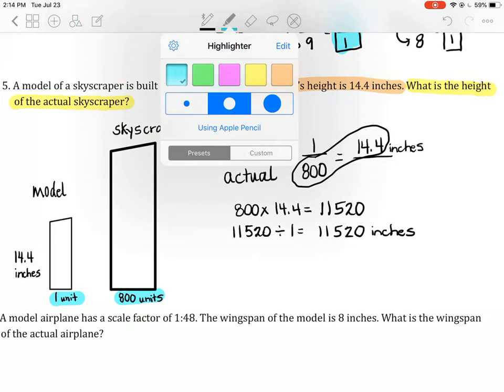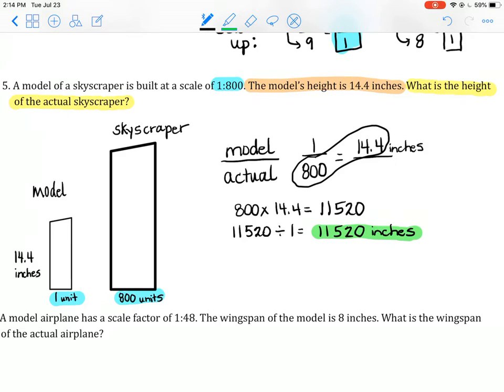But do you build skyscrapers by the inch? No. We measure skyscrapers by feet or yards, but usually feet. I'm just going to go with feet. So how do I turn those inches into feet? Well, there are 12 inches in a foot. So I'm going to divide that by 12. And that converts to 960 feet tall. So what I'm saying is that this skyscraper is 11,520 inches, or that's the same as 960 feet tall.